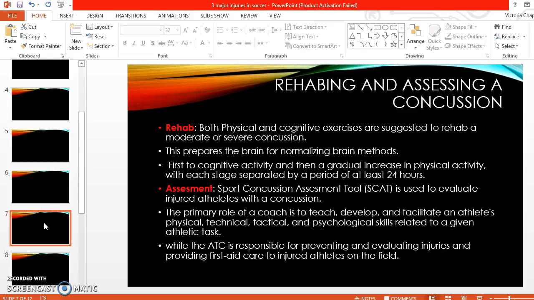The assessment for this would be the Sports Concussion Assessment Tool, SCAT, which is used to evaluate injured athletes with a concussion. And I'll go ahead and show you an example of what that looks like.